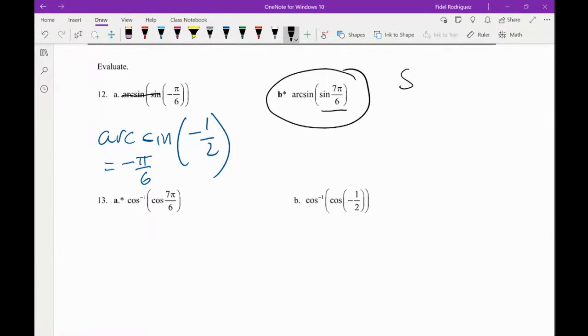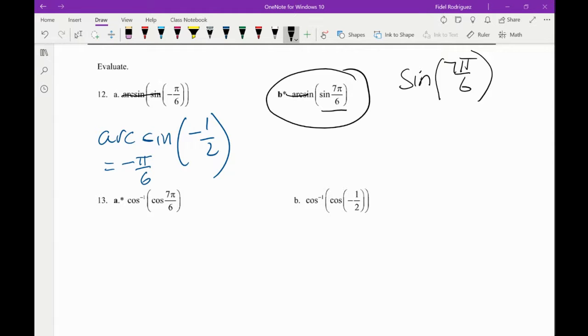Okay, but let me ask you a question. Again, forget about this part. If you were being asked to find the sine of 7/6, are you guys more comfortable with radians, or are you more comfortable with degrees? Some of you are more comfortable with radians.